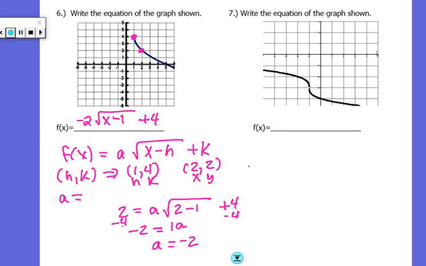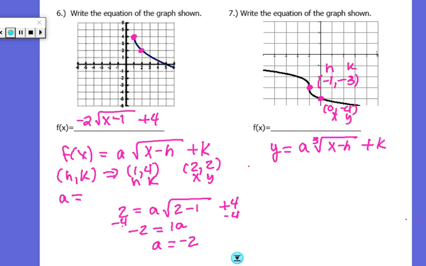Alright, I'm going to do the same thing for number 7, but this time I need to recognize this is a cube root. So the general form of a cube root, alright, here this point is going to represent my HK, which is negative 1, negative 3. And I need another point on the graph. I'm going to use this one, which would be 0, negative 4. Alright, so H, K, X, and Y.